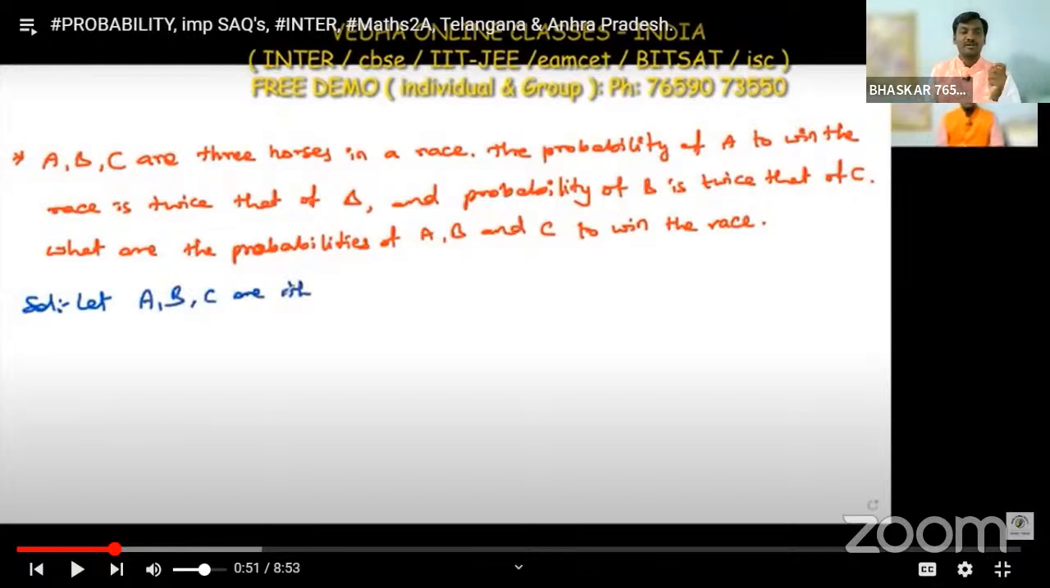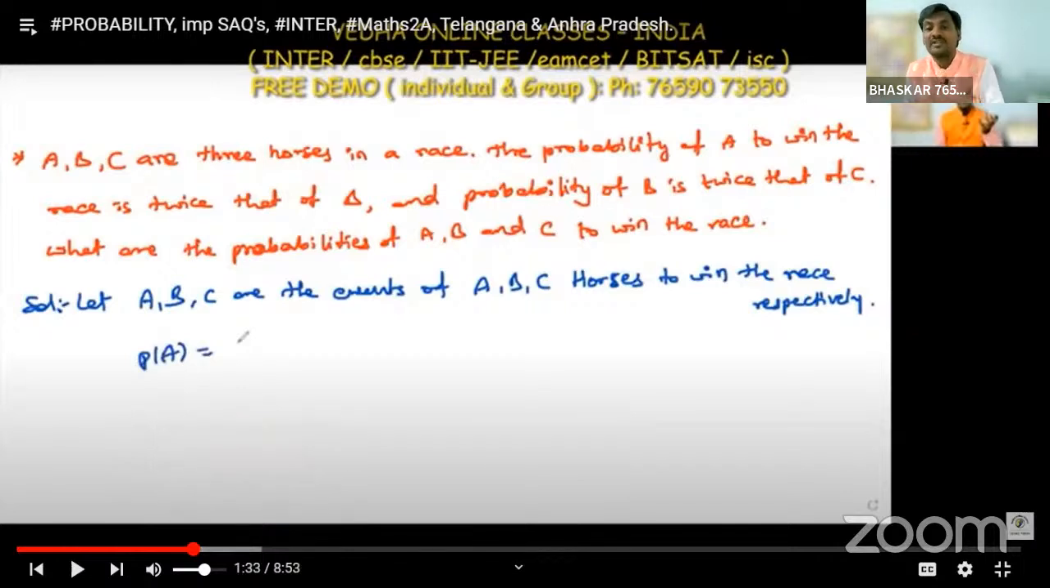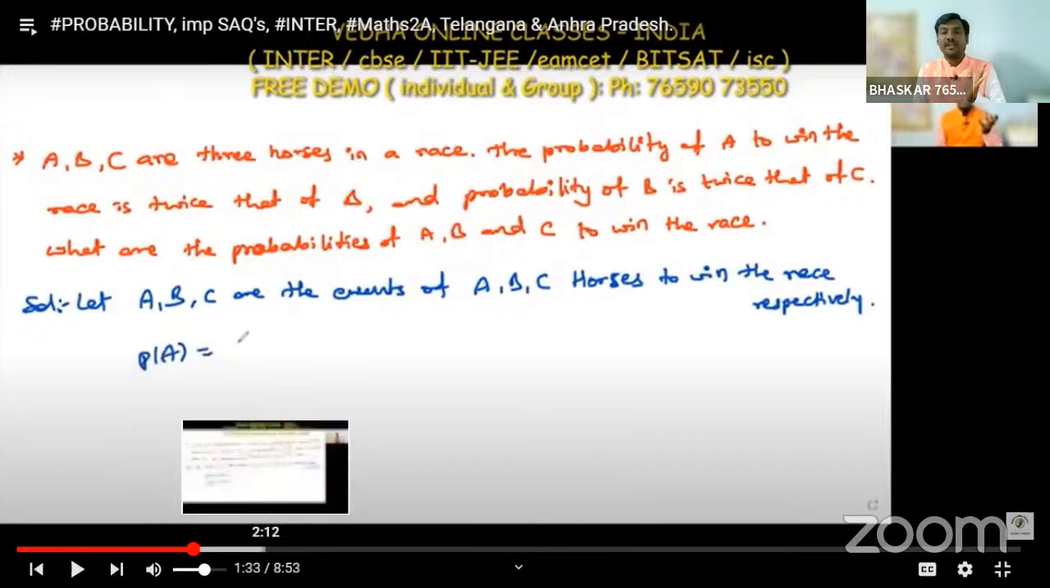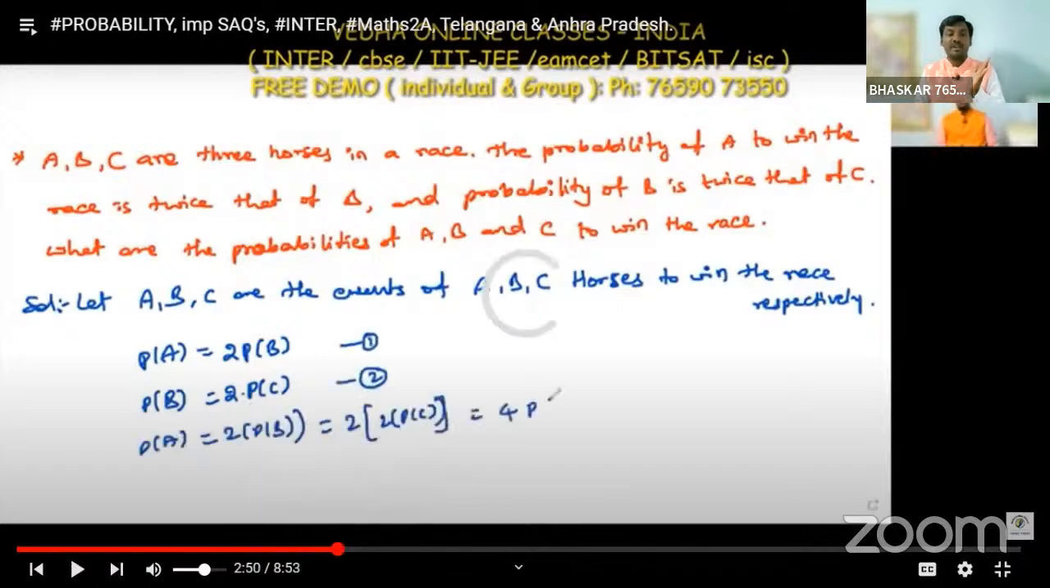Let A, B, C be the 3 horses. We are taking the same A, B, C for representing the events, the events of the A, B, C horses winning the race. According to the given data, probability of A is equal to 2 into probability of B, meaning twice that of B. A's winning possibility is double the probability of B.